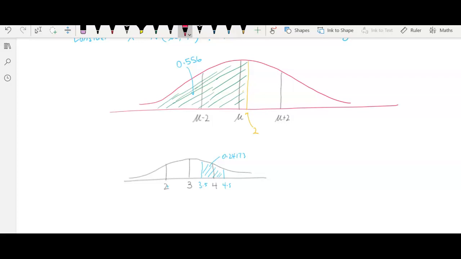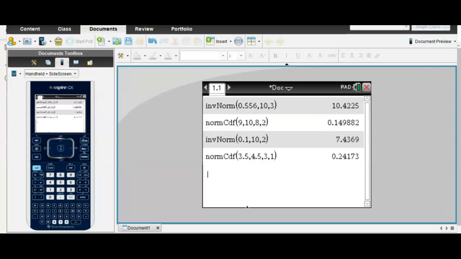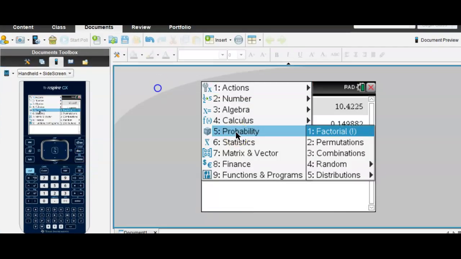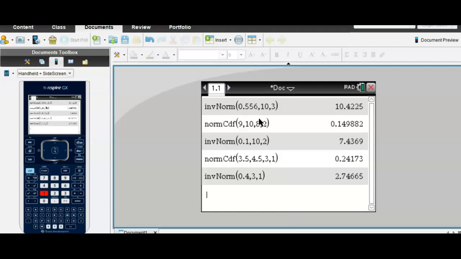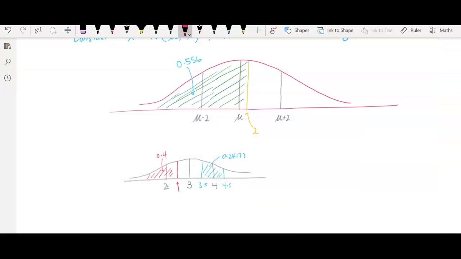What else do we know? We know that if we're given an area, let's say 40%, find the number below which 40% of scores lie. So we might go, oh, okay, well, that's in here somewhere. So that's 0.4 there. That's my area, but I don't know this boundary value, but I do know that I've got a facility here on my calculator to help me with that. Menu, 5, 5, 3, the inverse normal, because I can put in 0.4 here as an area, and if I give it 3 and 1, it'll tell me the boundary value, 2.75. So I can say that is 2.75 in there, given that information.